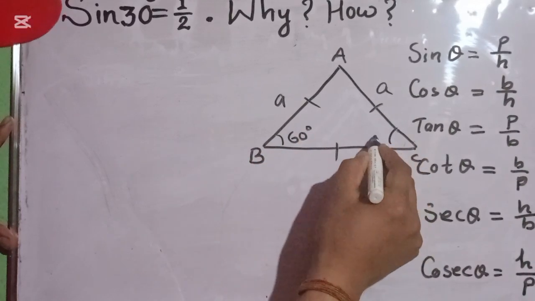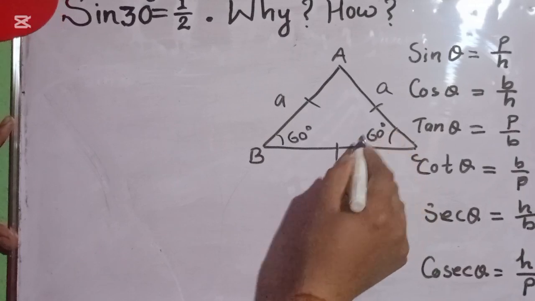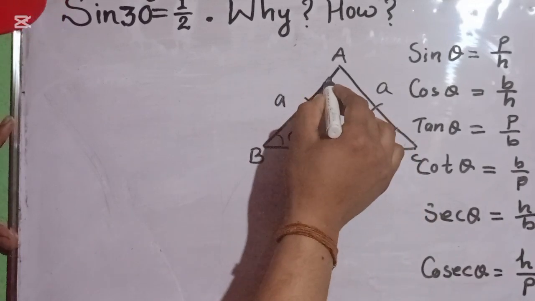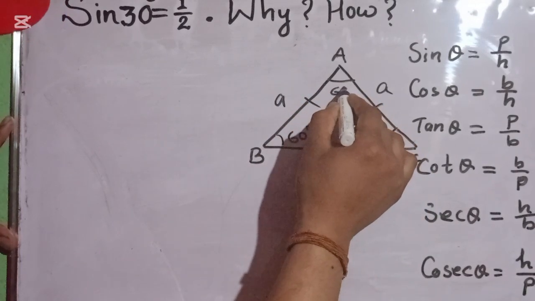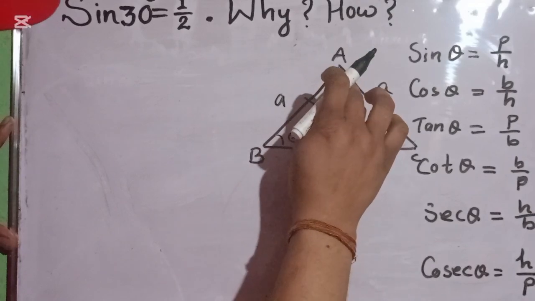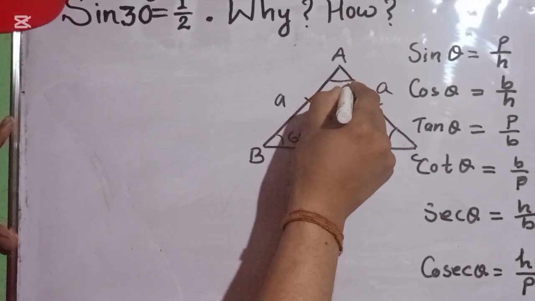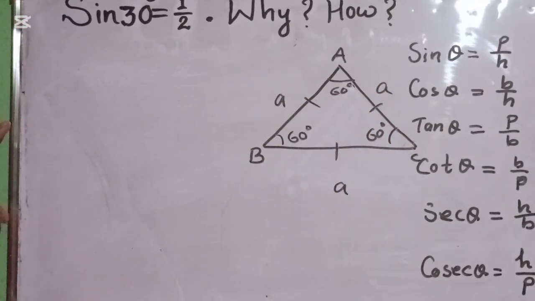We know that each angle of an equilateral triangle is 60 degree. This is the property of an equilateral triangle. This angle also will be 60 degree. Each angle of an equilateral triangle is 60 degree.